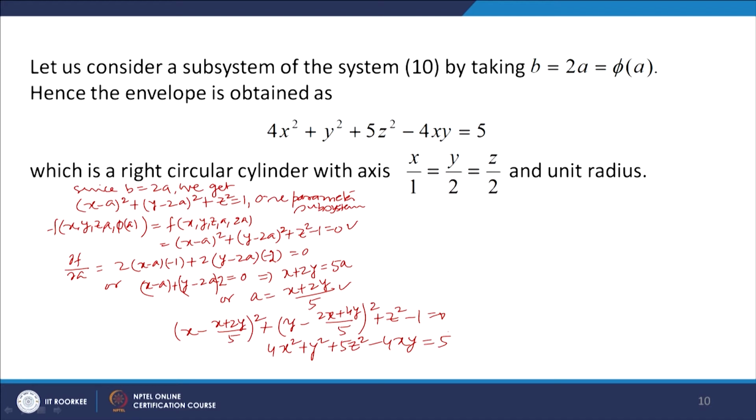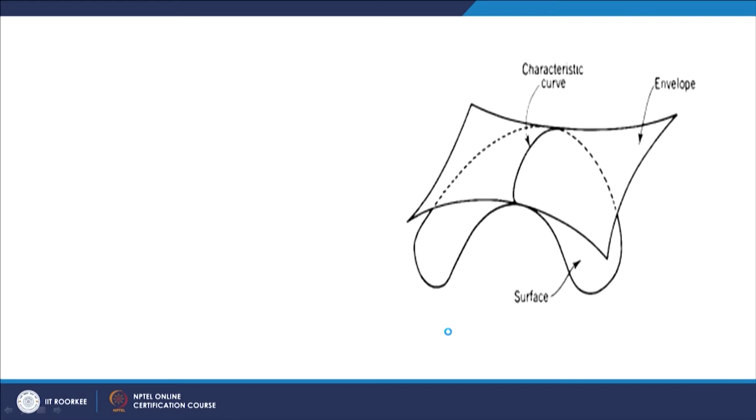Now, let us look at this. This is a two parameter system of surfaces, F(x, y, z, a, b) equal to 0. We have this characteristic curve.